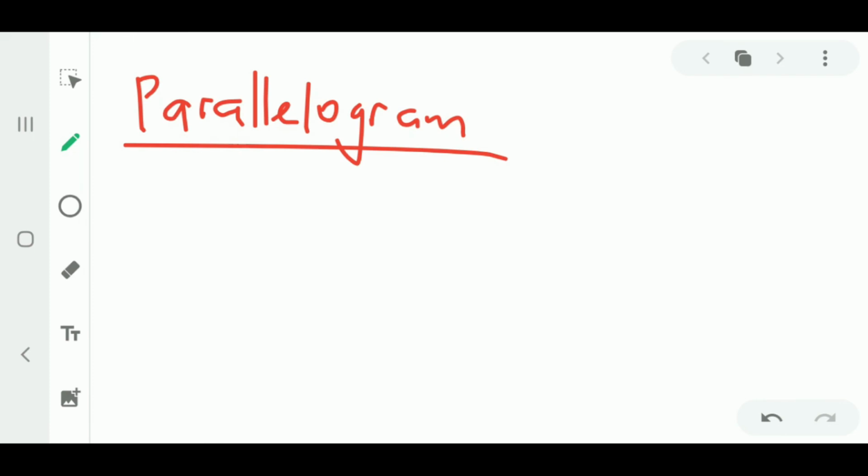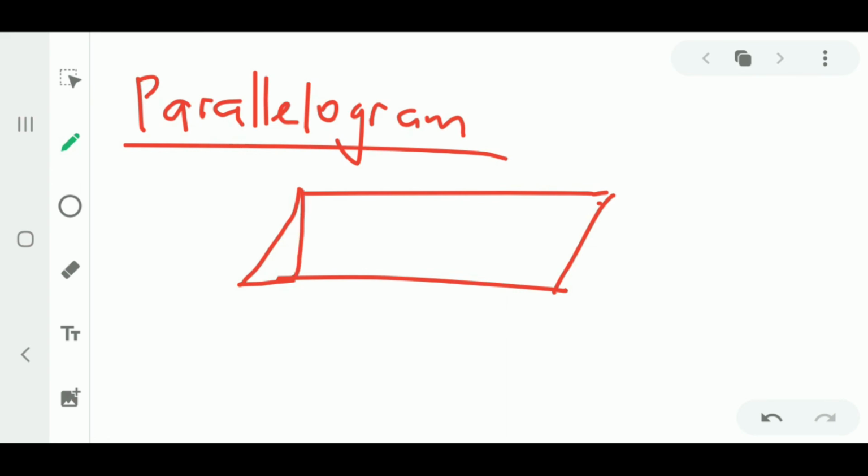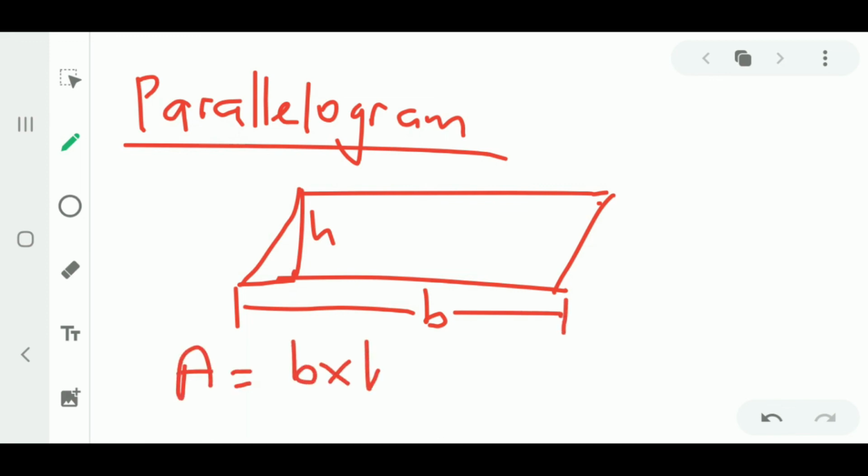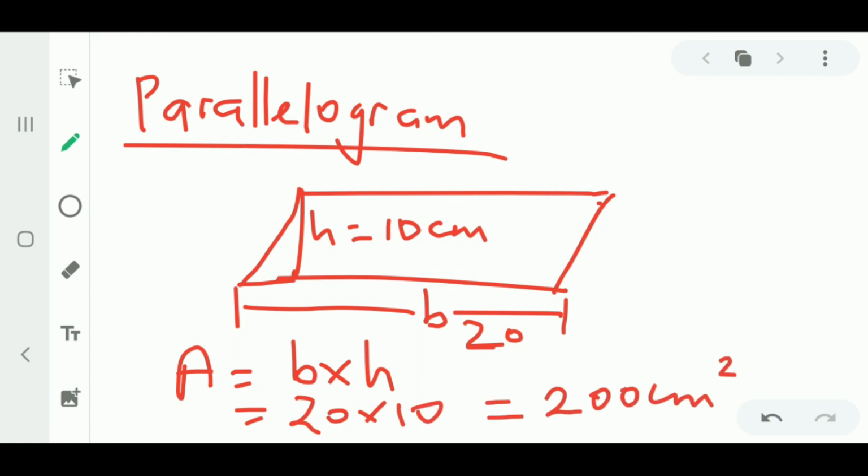Now let's try a parallelogram. It is just like the rhombus, but it looks more like a rectangle, a slanted rectangle. So again, we have the height and we have the base along here. So the formula again is area is equal to base times height. So let's say this is 10 and the base is 20. That means it's 20 times 10, which is equal to 200 centimeters squared.